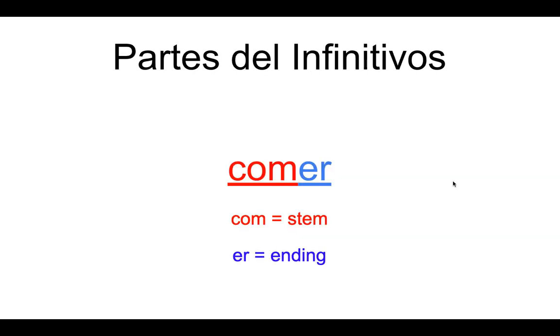So, partes del infinitivo. Remember, comer would be an infinitive. It happens to mean to eat. Hopefully, you remembered that. There are two parts to an infinitive. There's the stem, and for comer, it is com. And then there is the ending, and for comer, that is er. So, since it is different than an ar verb, that must mean there is a different way to conjugate it.